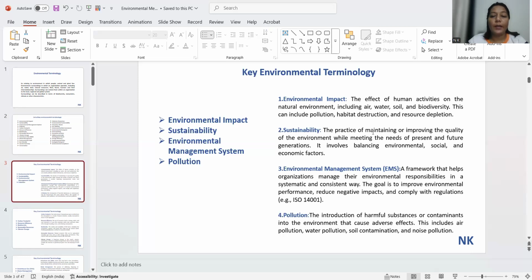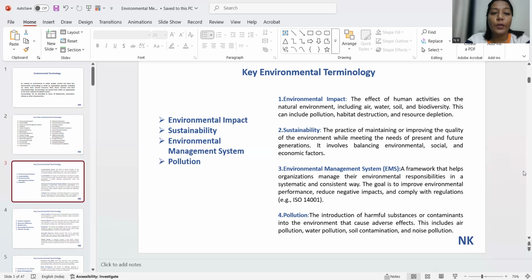The second point is sustainability. Sustainability is the practice of maintaining or improving the quality of the environment while meeting the needs and expectations of present and future generations. It involves balancing environmental, social, and economic factors.